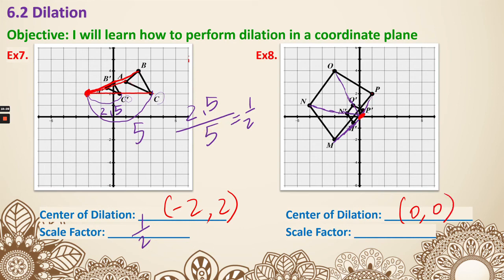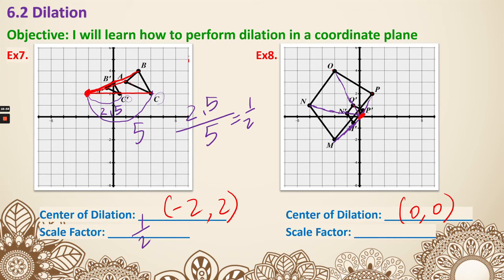So now it's time to find a scale factor. You have a couple options. First, you can find each side and compare it with its corresponding side to find the scale factor. Or you can actually use the lines that we drew to find how that changes. Another way is you can kind of count the rise and the run compared with the center of dilation. So that's what I'm going to do for this example.